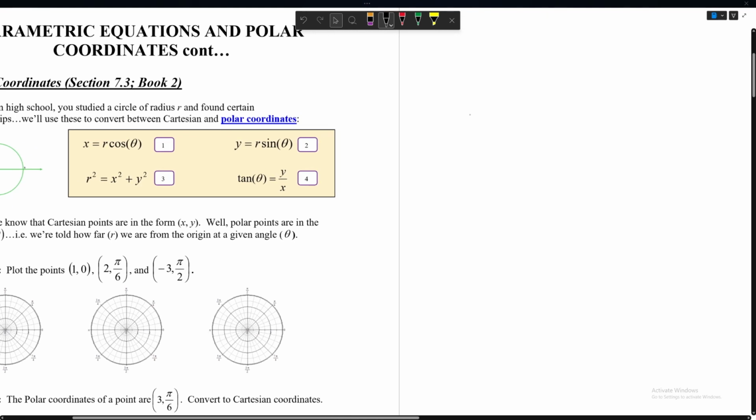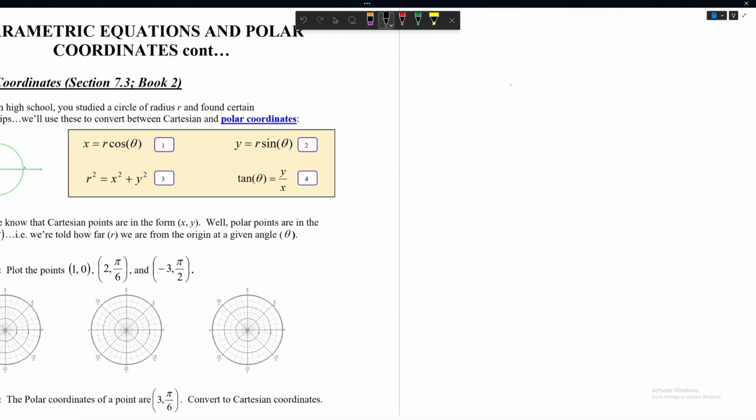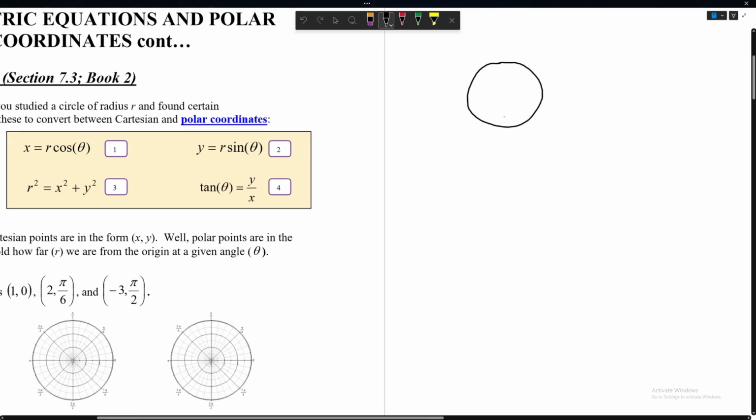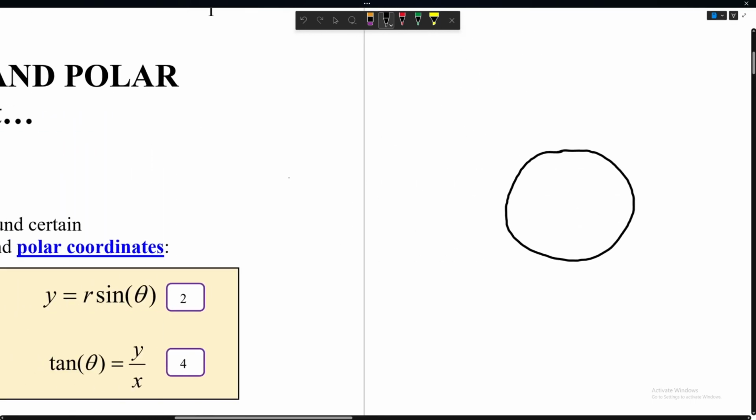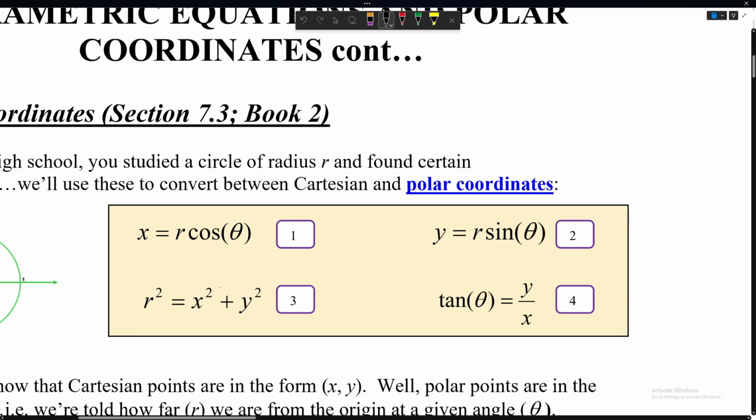So I'm going to go to the side here, and I'm going to draw my perfect looking circle. Damn, that looks ugly. Alright, so perfect looking circle. Now, what do these equations mean? I'll tell you right now. We're going to go with number 3 first because it's the easiest.